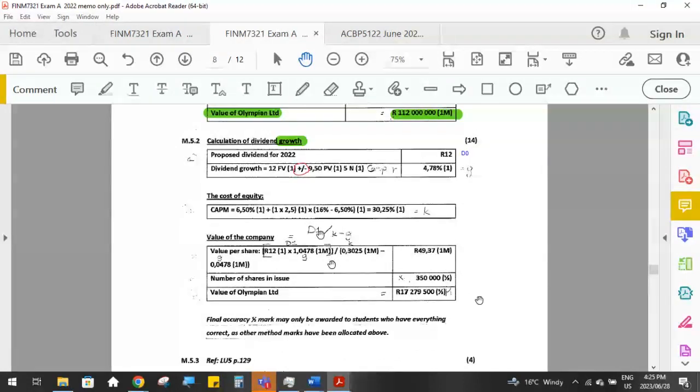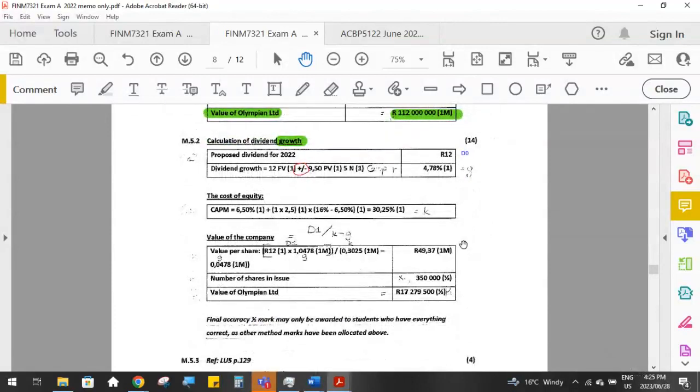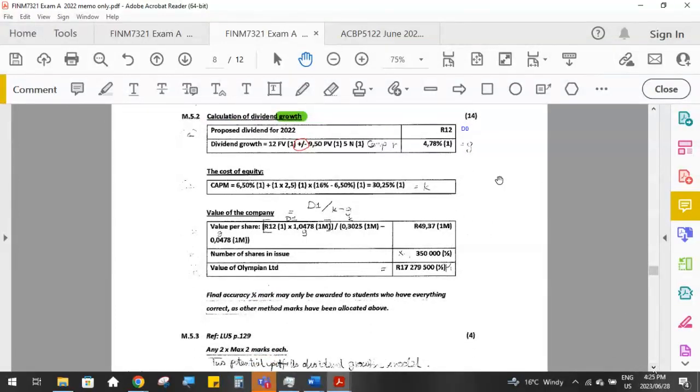D1 over K minus G. 12, which is D0, multiplied by, we're going to grow it by the 4.78. Just get this on here nicely. There we go. We're going to grow 12. So 12 times 1.0478. That will give us next year's dividend, D1 over K, 30.25. Just remember to keep your decimals all the same.